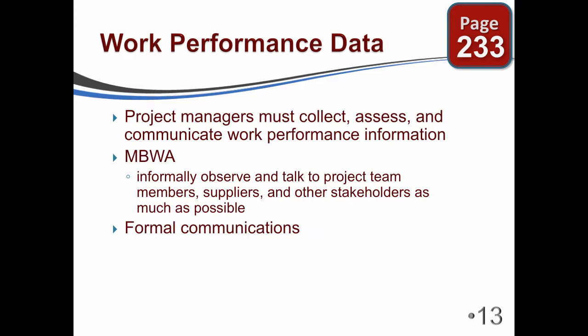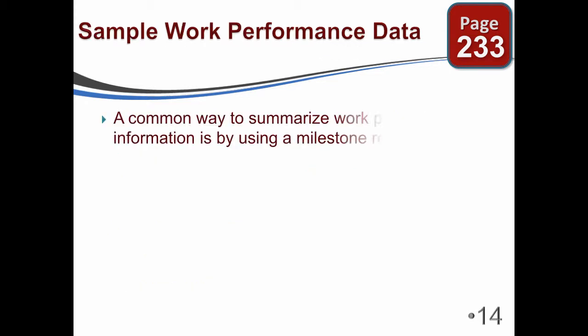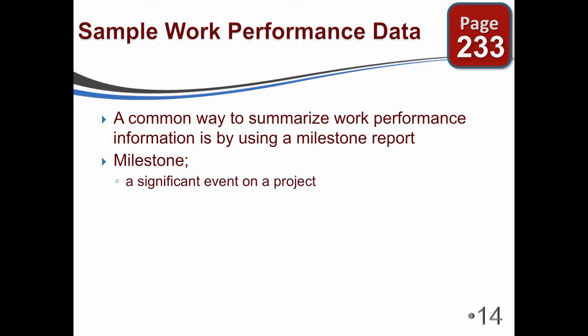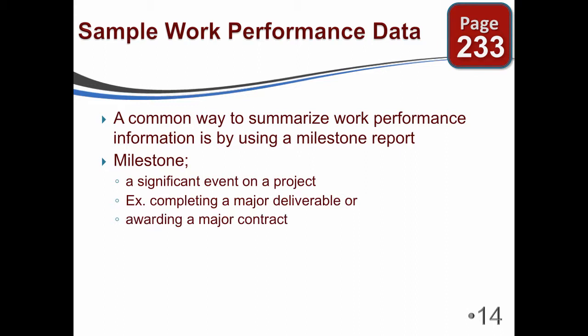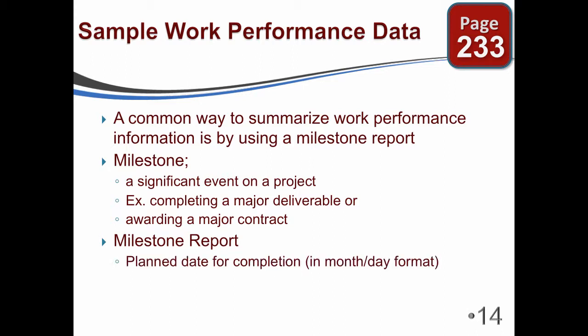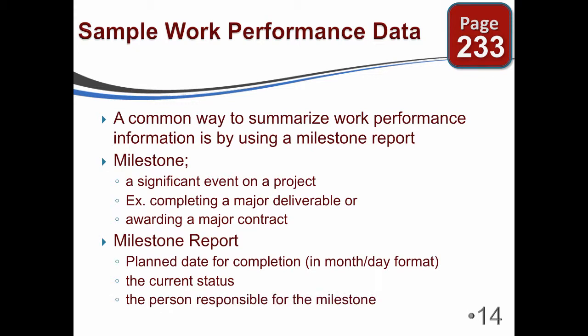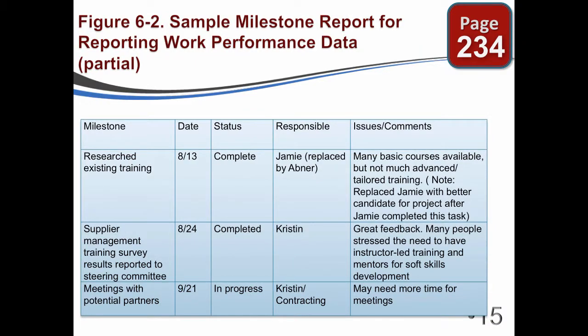There are formal communications also, such as status reports, survey reports, and course evaluations. Sample work performance data. It's a common way to summarize work performance information by using a milestone report. It can be a significant event, completing a major deliverable, or awarding a major contract. In addition to listing the milestones, the report lists the planned date for completion, usually in month and day format, the status, the person responsible for the milestone, and any issues and comments germane to that milestone. Here's a sample milestone report.